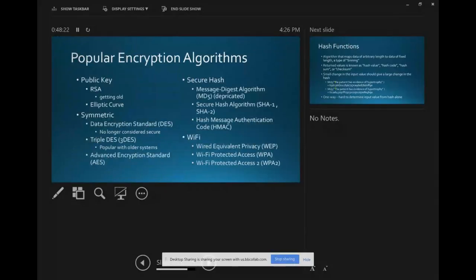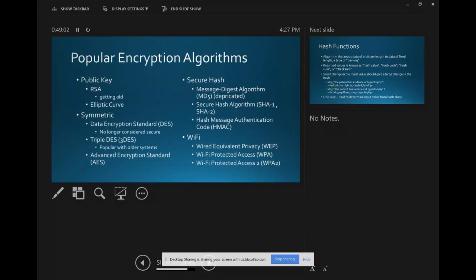Symmetric, there's Data Encryption Standard, DES, the old standby. I would not recommend that anybody use it. If you were to send me a message that was encrypted using DES, my phone could probably decrypt it in about 3 seconds. It's not secure anymore. It protects things against prying eyes, but it's not considered secure. Triple DES is popular with older systems. Basically, DES run 3 times. Also, now no longer considered secure. Advanced Encryption Standard, and then again, there's a number of these elliptic curve algorithms in symmetric encryption.